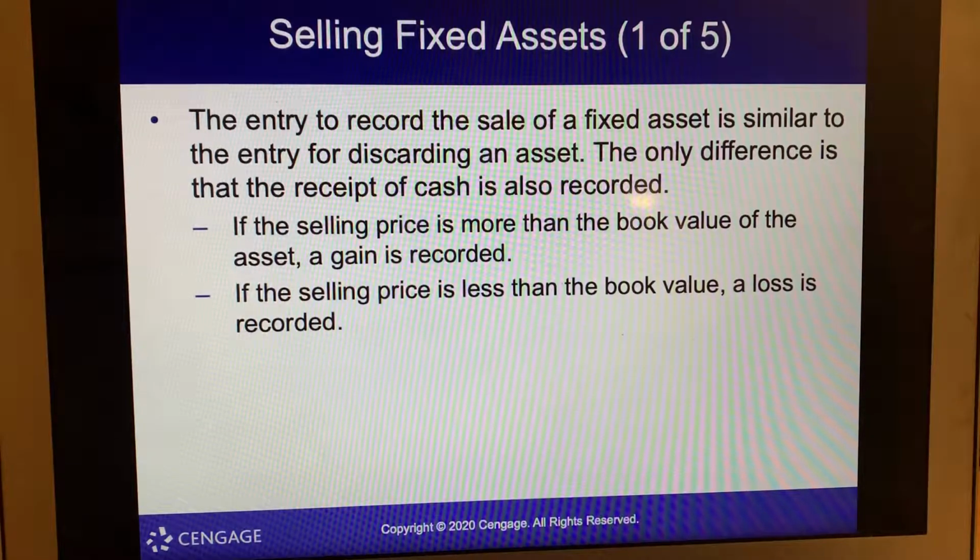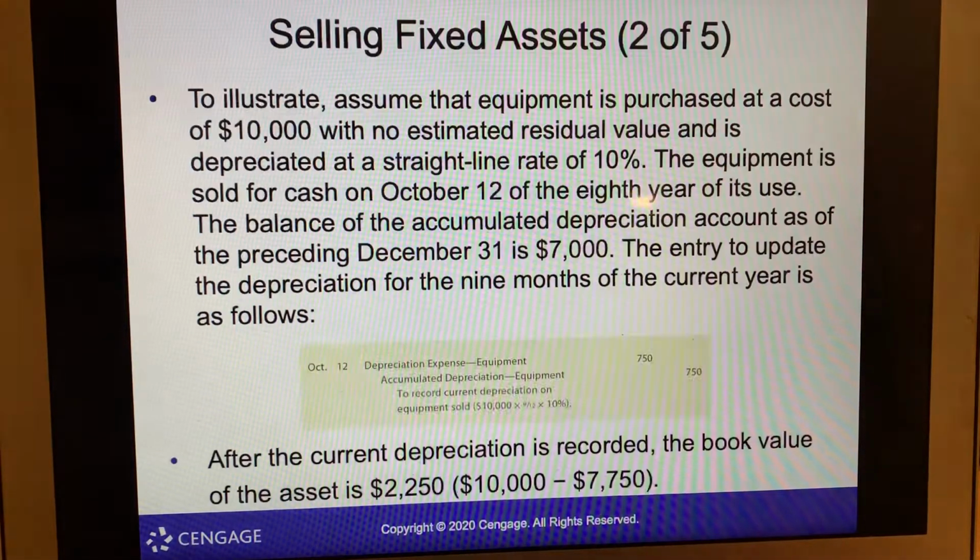The entry to record the sale of a fixed asset is similar to the entry for discarding an asset. The only difference is that the receipt of cash is also recorded. If the selling price is more than the book value of the asset, a gain is recorded. If the selling price is less than the book value, a loss is recorded. So keep those in mind as well. So we'll take a look at that.